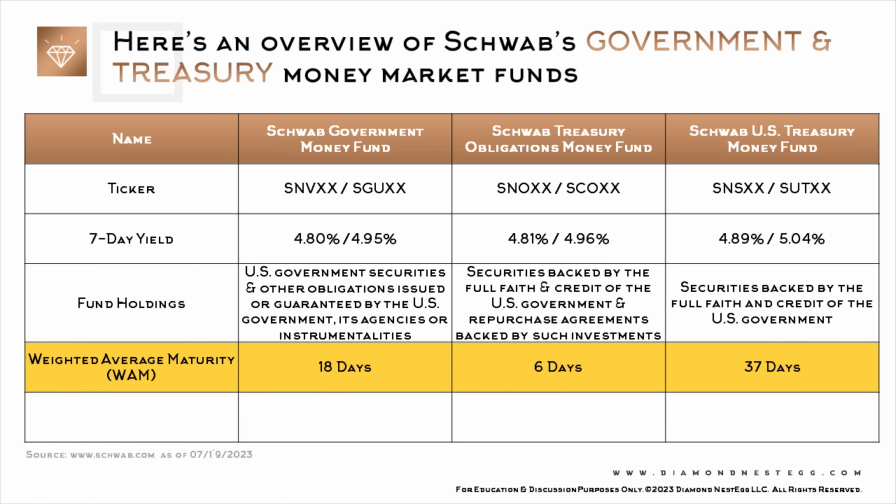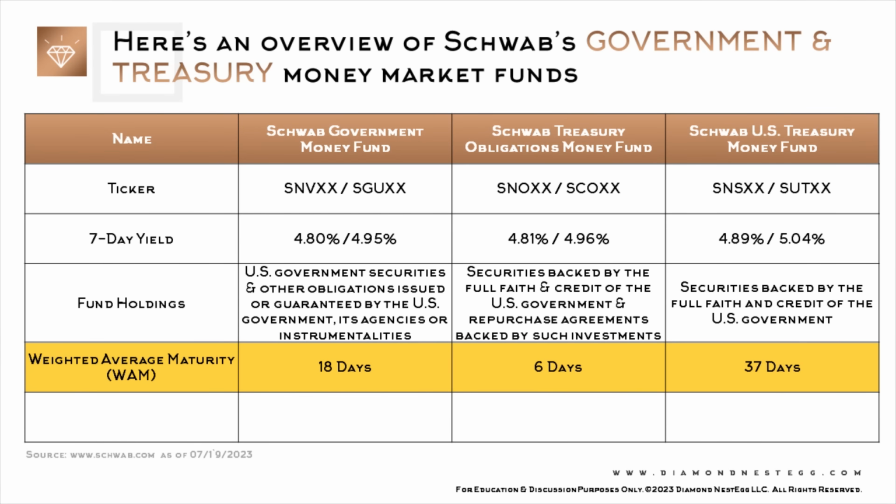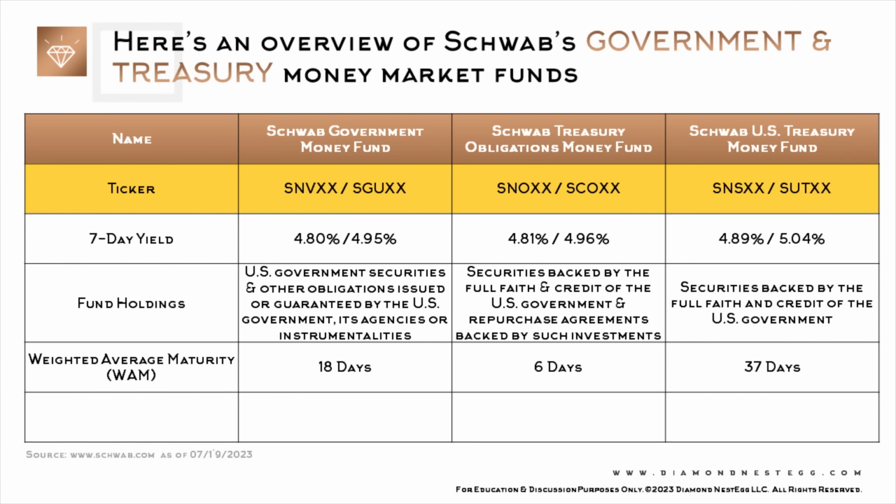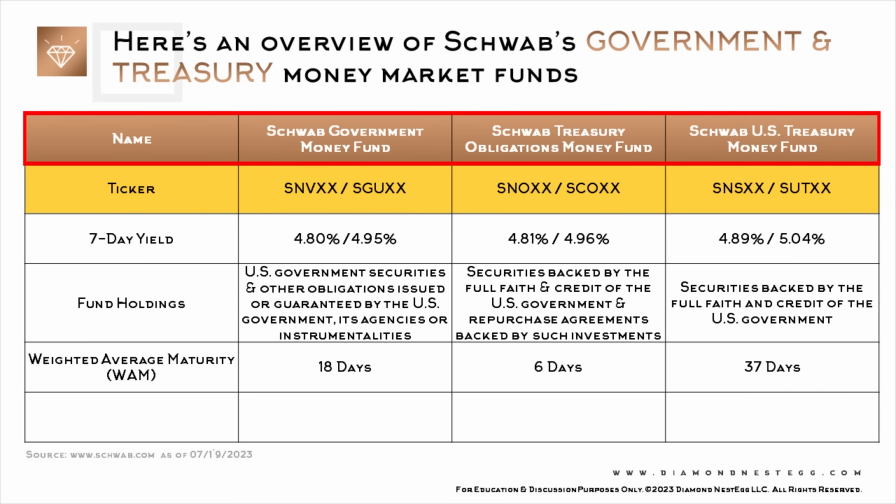This row shows the weighted average maturity, the WAM, for all 3 money market funds. Generally speaking, the longer the maturity, the higher the interest, but also the greater the sensitivity to interest rate and market changes. But given the overall short WAMs that we're talking about in these instances, I don't think this matters too much.